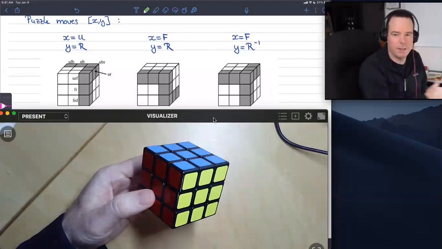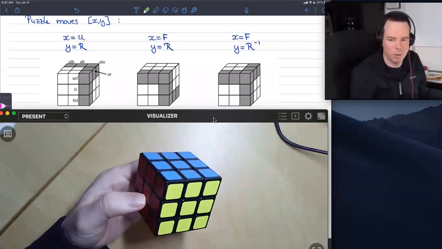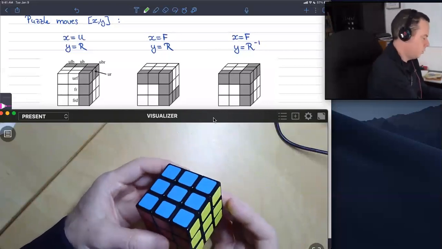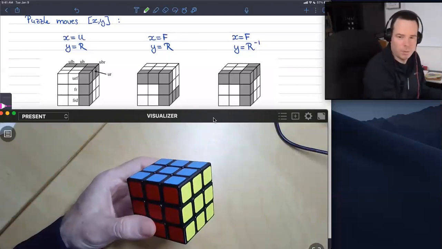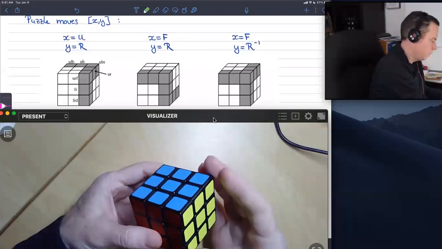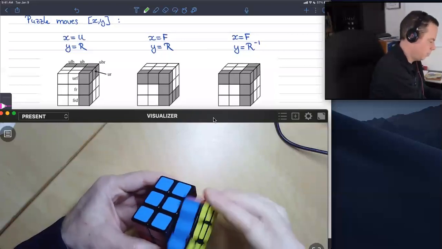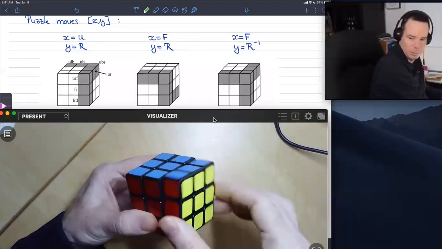Okay, so let's go ahead and figure out what a commutator of U and R does. So a commutator of U and R would affect the pieces that are common to both the U and the R move. So I look at the R move and I think, okay, it moves all these pieces that are being moved right now.